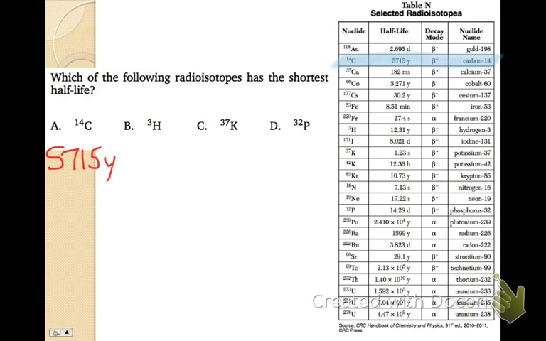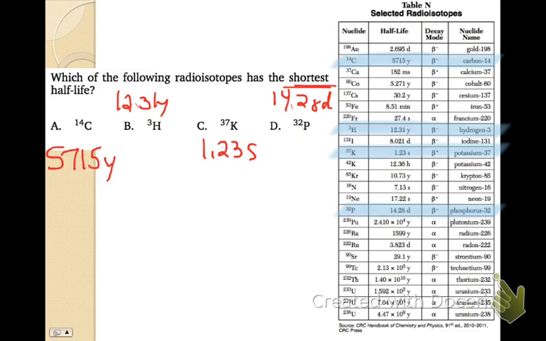We have hydrogen-3, which is right there, tritium. It's 12.31 years for half of that to decay. 37K, or potassium-37, is right there. It takes 1.23 seconds for that to decay by 1/2. And 32P, which is right there, takes 14.28 days. So the shortest half-life should be the smallest amount of time. So we should have C for that answer.